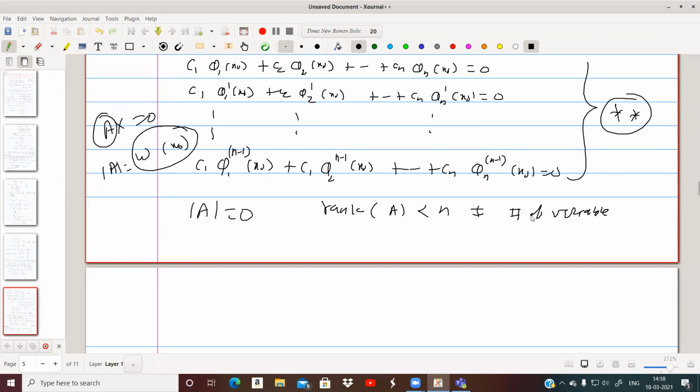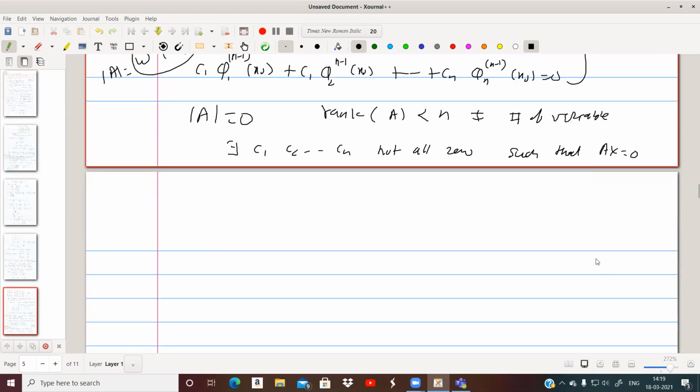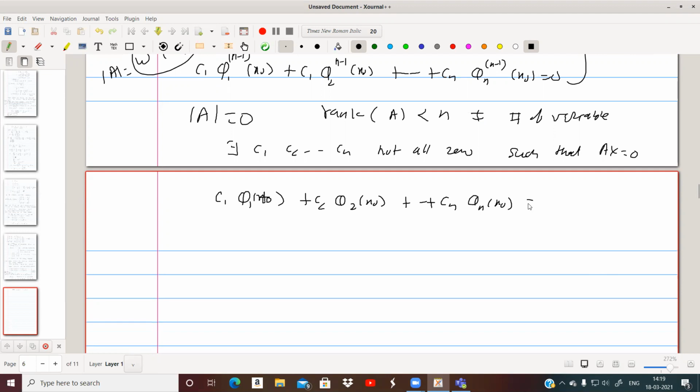When rank is less than the number of variables in the system of homogeneous equations, then there exist C1, C2, Cn, not all 0, such that Ax equal to 0. At that x naught you are going to write C1 phi 1 at x naught plus C2 phi 2 at x naught plus Cn phi n at x naught equal to 0, with not all of C1, C2, Cn being 0.